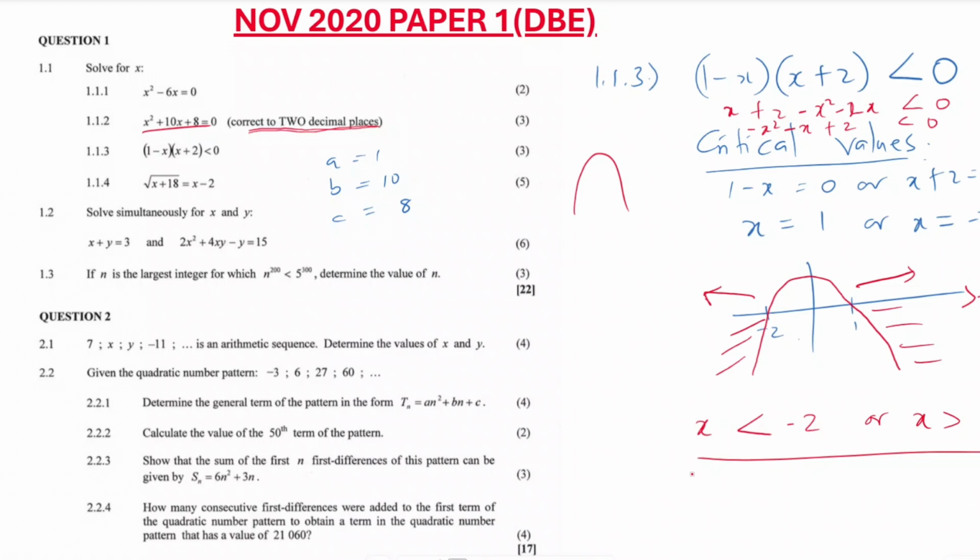So that's our solution for 1.1.3. x is less than -2, or x is greater than 1. But some will choose to use the other notation of representing this. The other notation is for the infinity signs. Like here, we are from 1 up to positive infinity. Here we are from negative infinity up to -2. So when you give your answer, you say x is an element of negative infinity up to -2, or x is an element of 1 up to positive infinity.